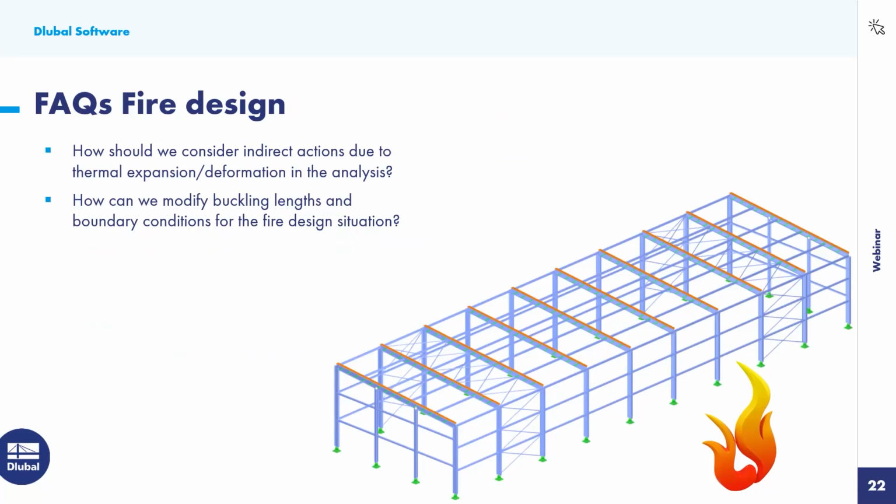How can we modify buckling length and boundary conditions for the fire design situation? Eurocode 3 Part 1.2 allows for reduction of buckling length in some specific cases. Such design situation dependent modifications of the buckling length can be taken into account with our construction stages add-on, and I want to quickly show you the necessary steps how to set this up.